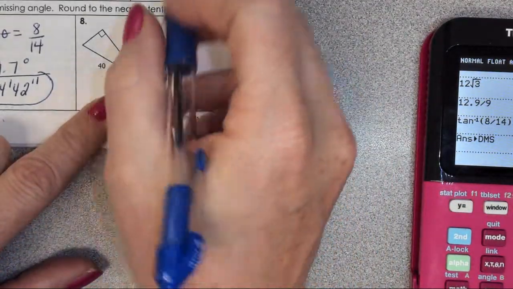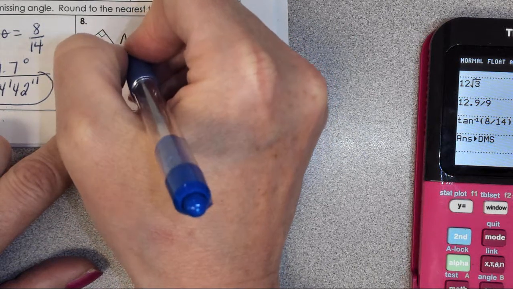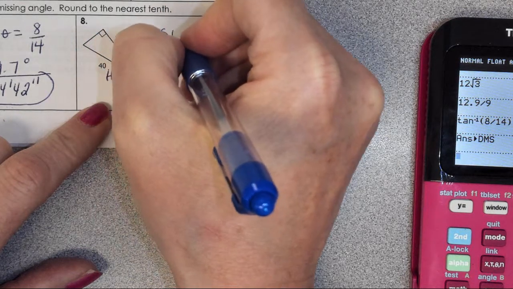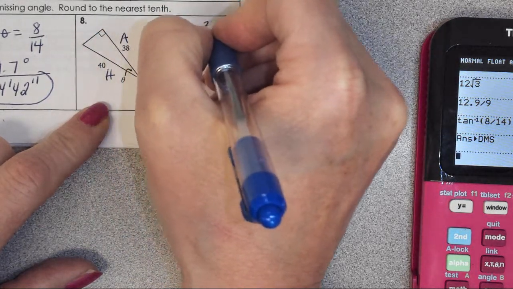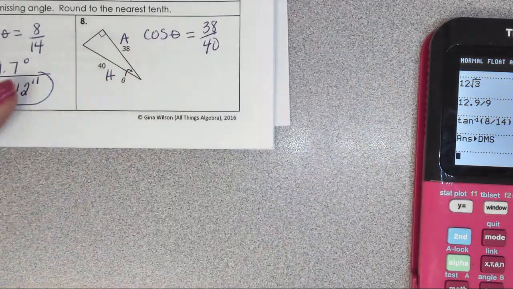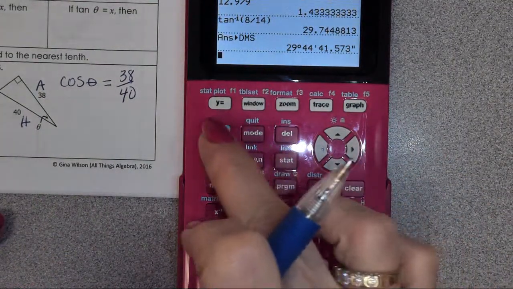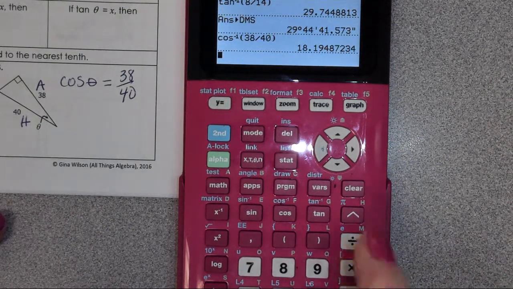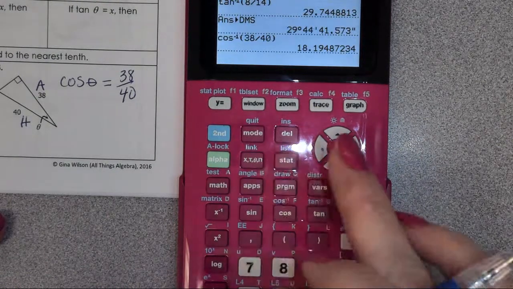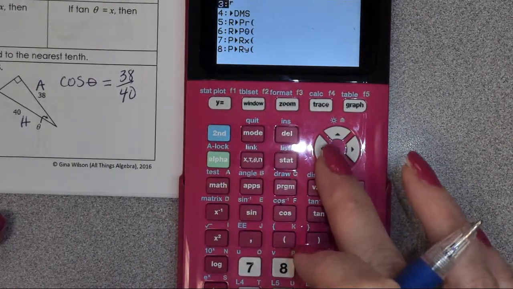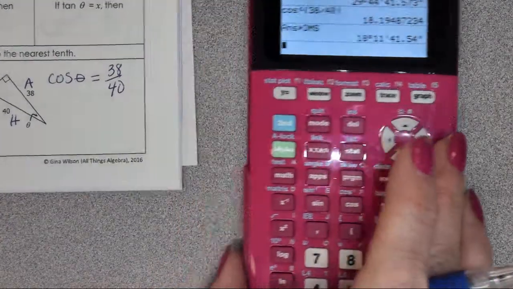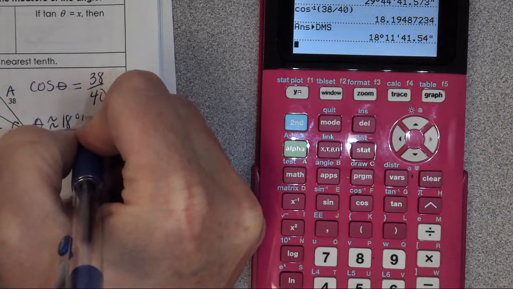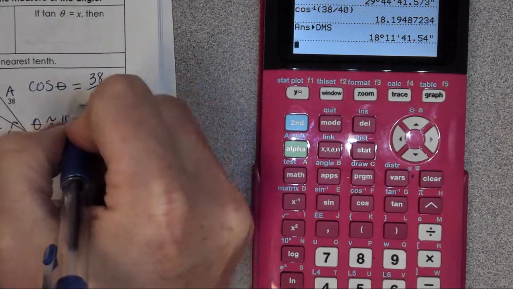All right. So on this one, adjacent, hypotenuse. So cosine, so go ahead and type that in and put it in degrees, minutes, and seconds on your own. You should have gotten 18 degrees, 11 minutes, and 42 seconds.